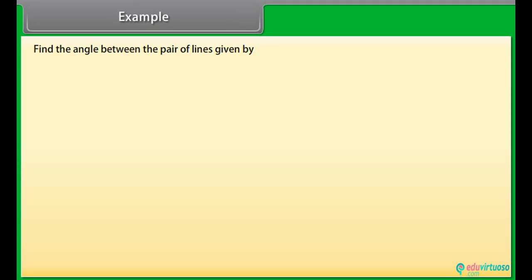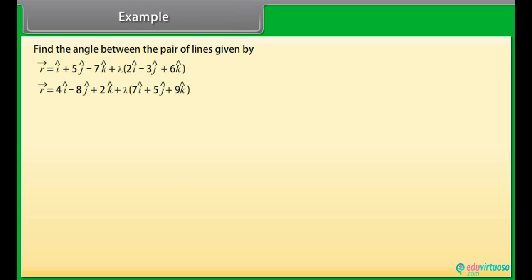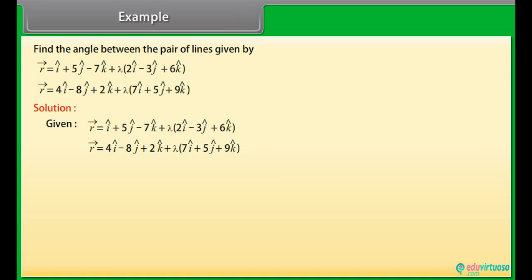Example: find the angle between the pair of lines given by vector R equals i plus 5j minus 7k plus lambda(2i minus 3j plus 6k), and vector R equals 4i minus 8j plus 2k plus mu(7i plus 5j plus 9k). Solution. Given vector R equals i plus 5j minus 7k plus lambda(2i minus 3j plus 6k). Vector R equals 4i minus 8j plus 2k plus mu(7i plus 5j plus 9k).